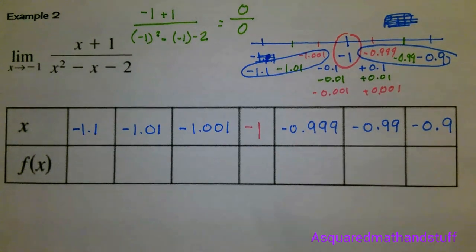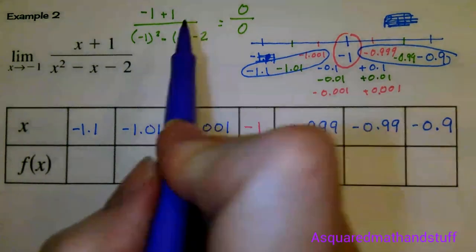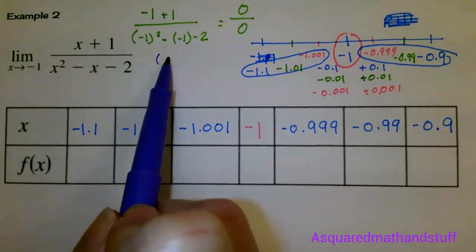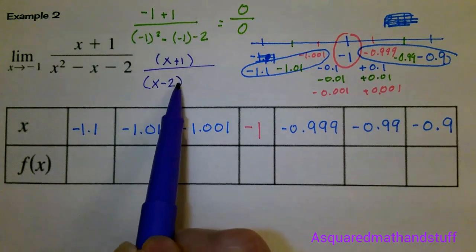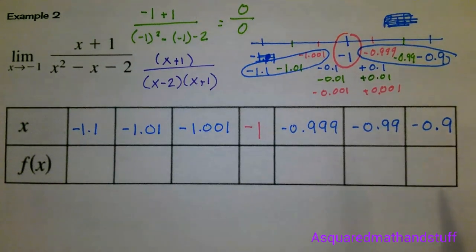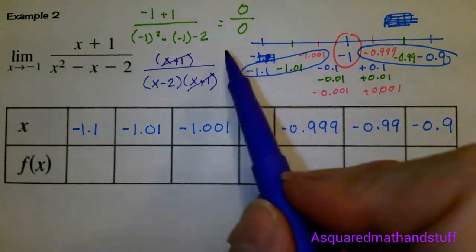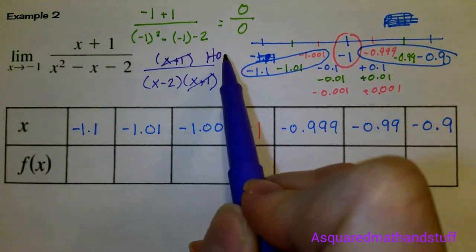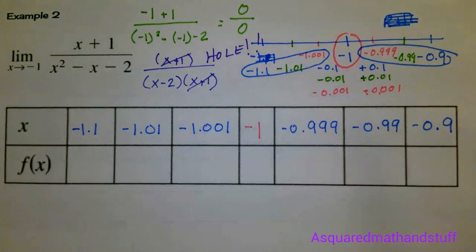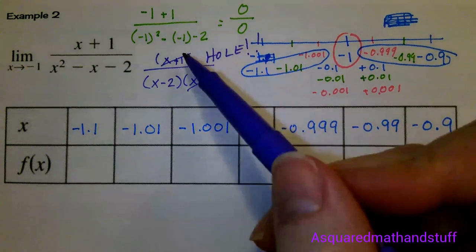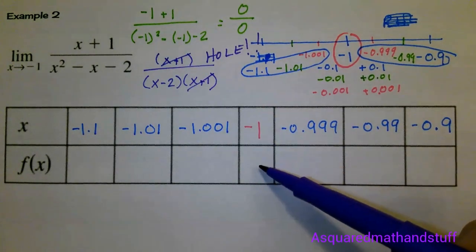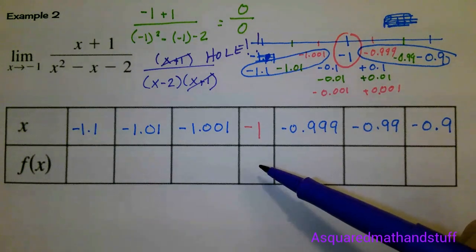And if we take a look at this, because it is a rational function, we can actually factor our denominator. So let's look at that. If we factor the denominator, we have x plus 1 in the numerator, and we'll have x minus 2 times x plus 1 in the denominator. And then we can cancel these. If we cancel these, that means we have a hole. So if we have a hole in our graph, we cannot have a y value at that spot. So at -1, we cannot have a value because we have a hole at x equals -1.